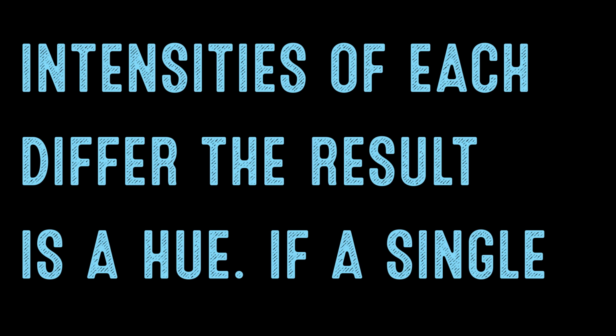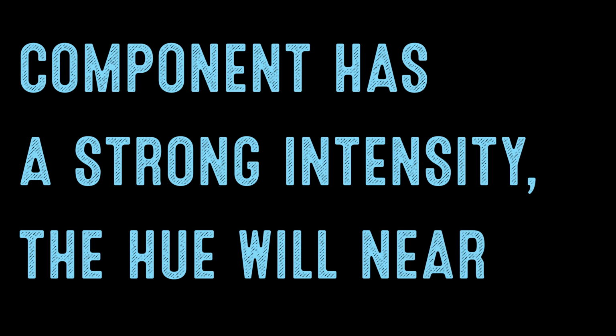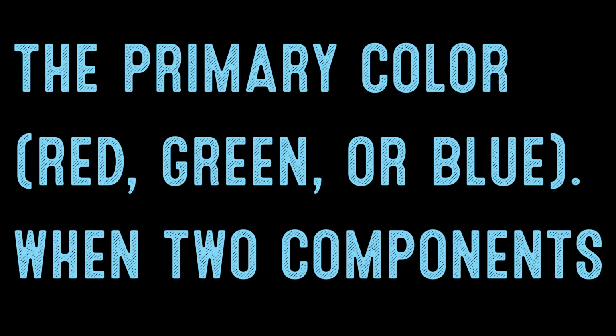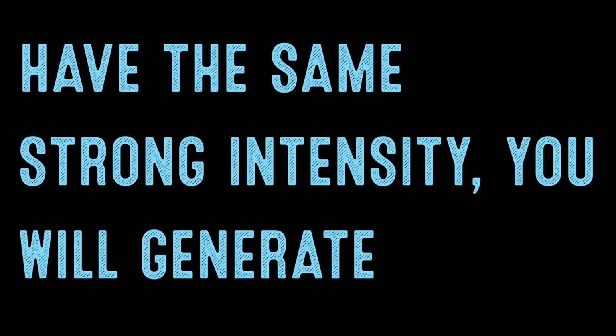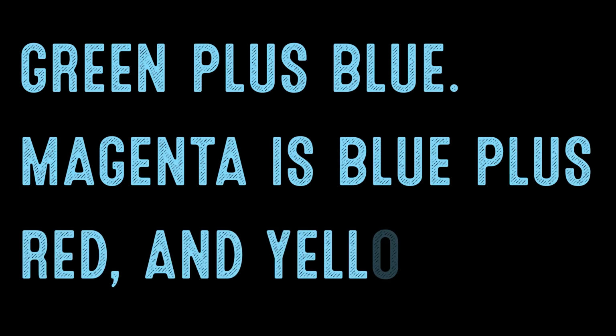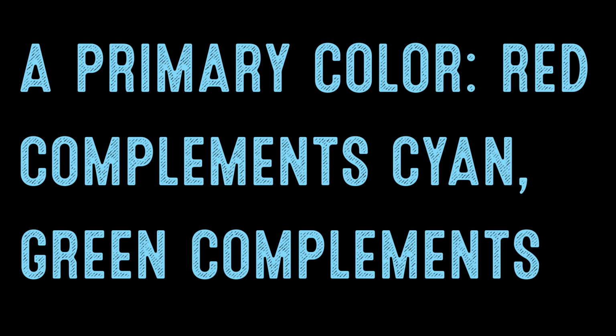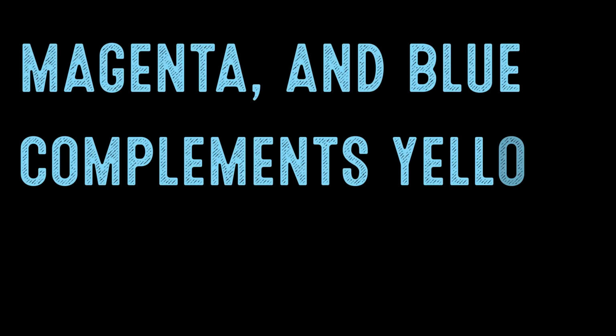If a single component has a strong intensity, the hue will be near the primary color: red, green, or blue. When two components have the same strong intensity, you will generate a secondary color: cyan, magenta, or yellow. Cyan is green plus blue, magenta is blue plus red, and yellow is red plus green. Each secondary color is a complement to a primary color. Red complements cyan, green complements magenta, and blue complements yellow.